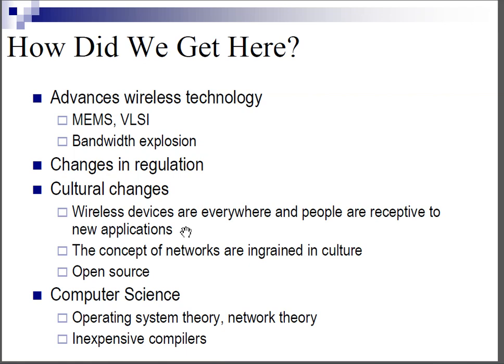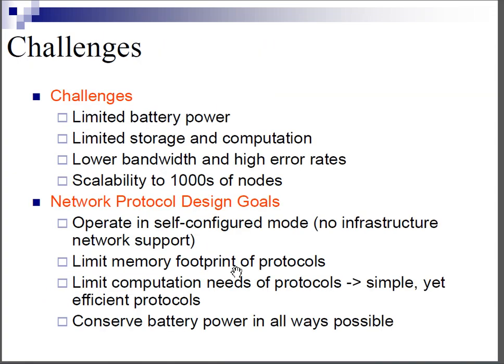And of course, open source applications. Later we will see that open source is different from free, but sometimes people use open source to mean free. They call it open, so they think open source is free. Open source means that the source itself, the programming code and everything, is available to you to change. But sometimes you have to pay, sometimes it's free, not necessarily free. And of course, with the help of computer science, operating system theory, network theory, inexpensive compilers, and so on, all of that helped us reach the place we are now.